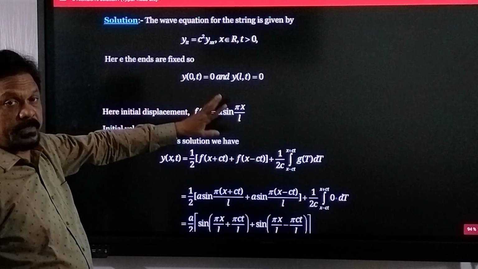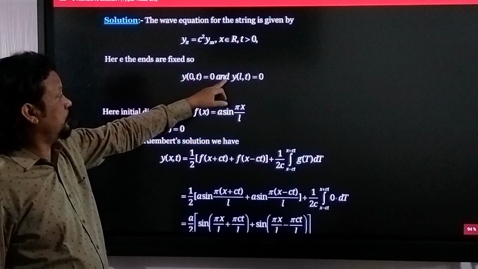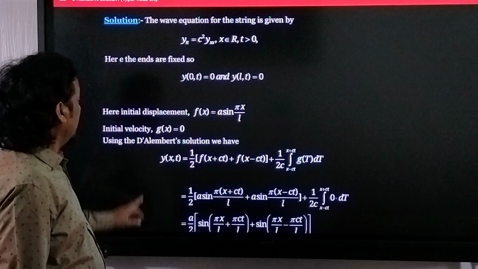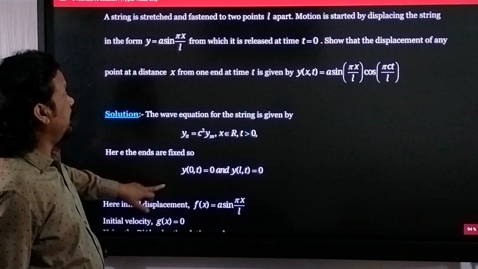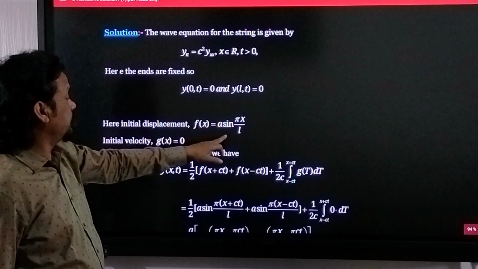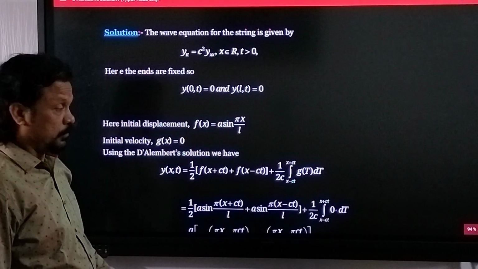So here the two ends are fixed. That means y of 0, t is equal to 0 and y of L, t is equal to 0. And the initial displacement f of x is a sin pi x by L, and the initial velocity is 0.